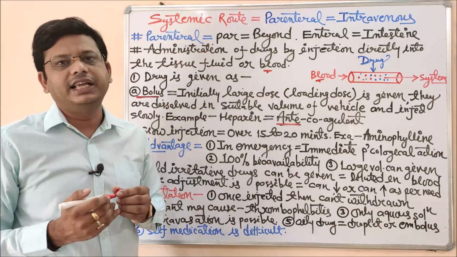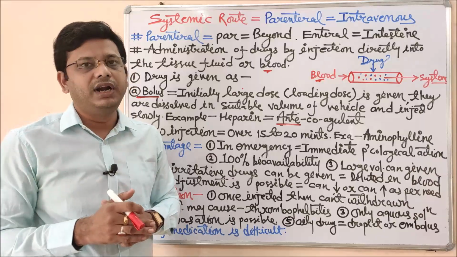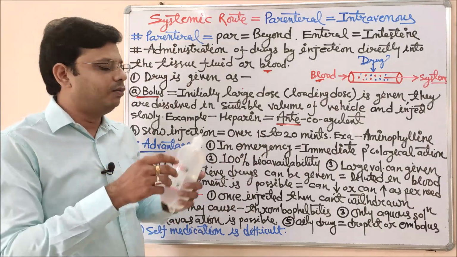That means any agent, any drug which is used to dissolve a clot which has formed inside a blood vessel, is called an anticoagulant. Now let me explain the exact meaning of this.